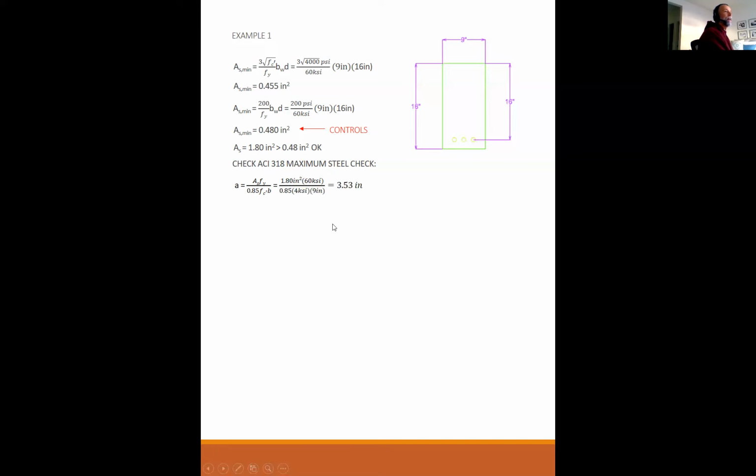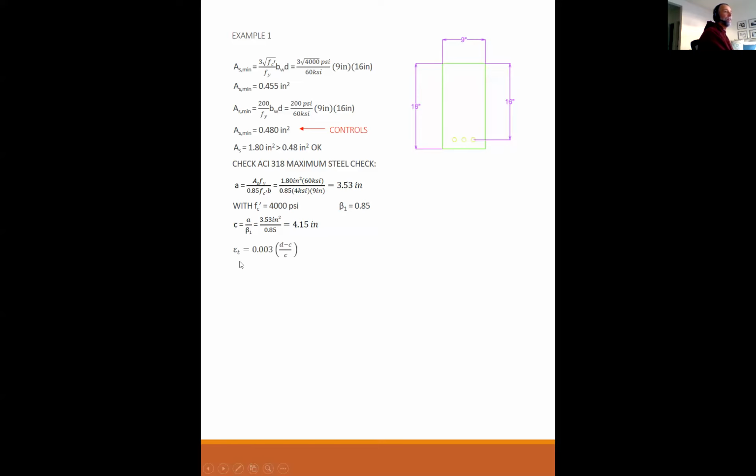And I get a = 3.53 inches. With f'c equal to 4,000 psi, beta 1 equals 0.85. So c is a over beta 1, 3.53 over 0.85. I get c equal to 4.15 inches.